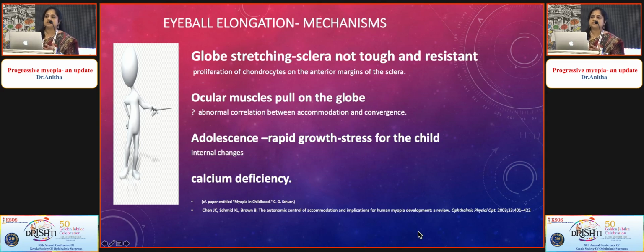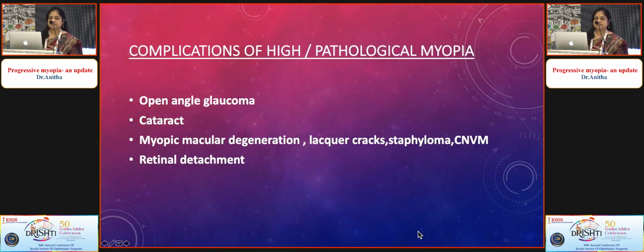There are lots of internal changes happening which lead to rapid growth, and calcium deficiency has also been postulated in a study. And it could be, in a way, when we are now talking about vitamin D deficiency being a reason for progression of myopia, that it could be related to calcium deficiency as well. It's yet to be, lots of study needs to be done.